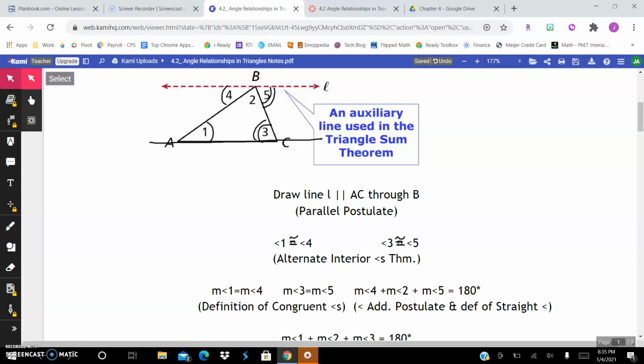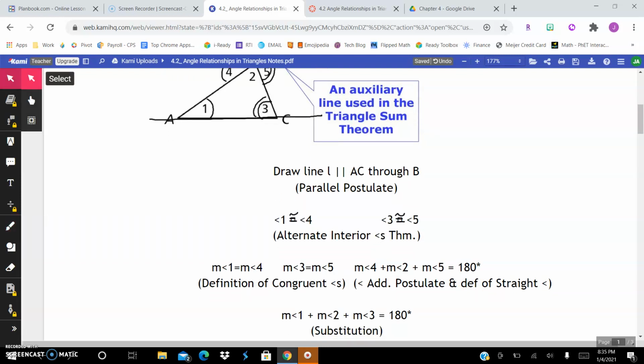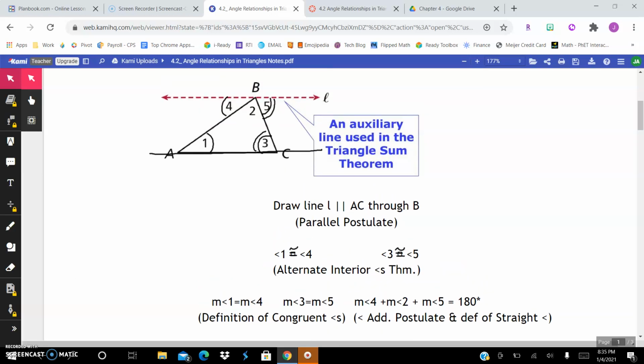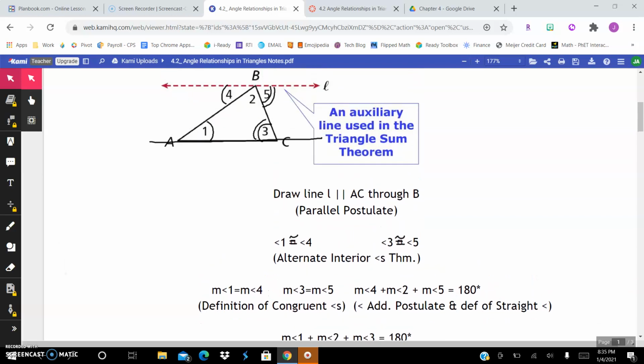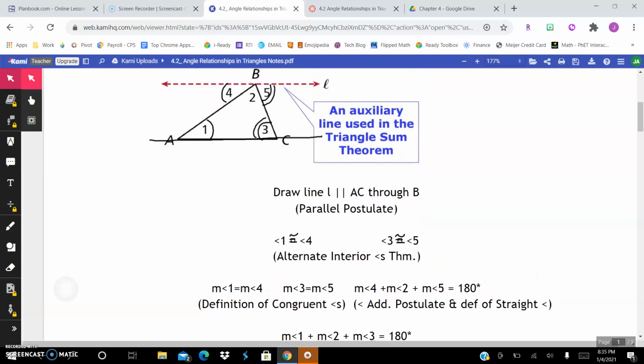Then that takes us down, when we know that the measure of angle 1 is equal to the measure of angle 4, and the measure of angle 3 equals the measure of angle 5. If they're congruent, that means they're equal, and that's the definition of congruent angles. And then we also know that angles 2, 4, and 5, if you look at our picture, form that line L. They would equal 180 degrees, and that's the angle addition postulate and the definition of a straight angle, because it makes a straight line, so it's 180 degrees.